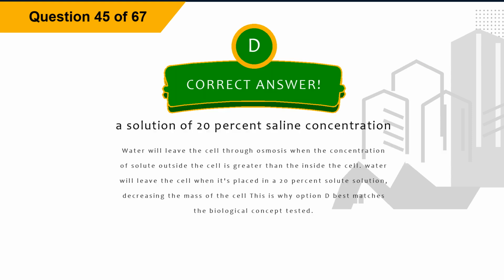The correct answer is option D, a solution of 20% saline concentration. Explanation. Water will leave the cell through osmosis when the concentration of solute outside the cell is greater than inside the cell. Water will leave the cell when it's placed in a 20% solute solution, decreasing the mass of the cell. This is why option D best matches the biological concept tested.